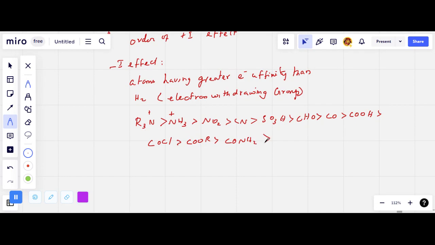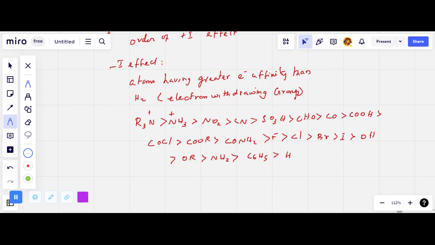ஓகே, ஸோ தென் ஹாலஜன், ஃப்ளூரின், then chlorine, then bromine, then iodine, then after that it's OH. எலக்ட்ரான் வித்ட்ராயிங் குரூப் தான் நிறைய இருக்கும். ஓகே, இது எல்லாமே எலக்ட்ரான் வித்ட்ராயிங் குரூப் தான். ஸோ OR, this is amino group, and then C6H5, then hydrogen.